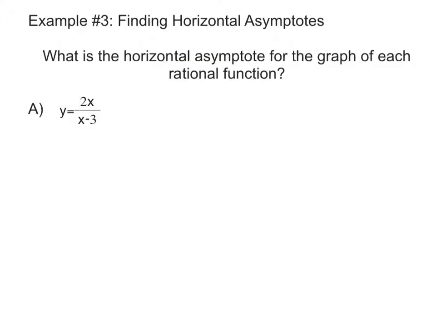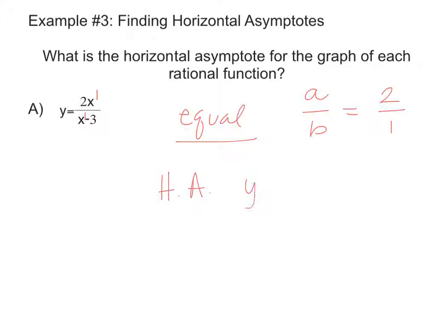Okay, so we are going to try our example. In the first example, we need to identify our degrees. So our numerator's degree is 1, our denominator's degree is 1. So they are equal. And when they are equal, it is the coefficient of the first term over the second. So the coefficient of the first is 2 over the coefficient of the bottom one, which is 1. So our horizontal asymptote is y equals 2.